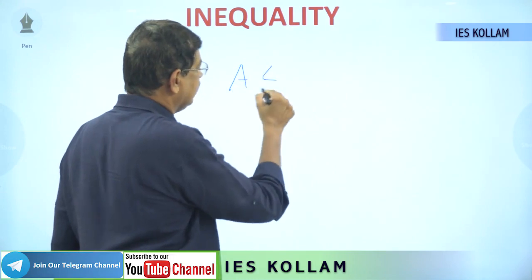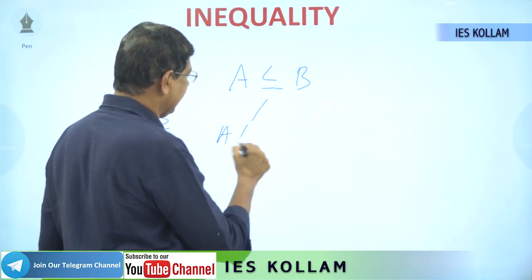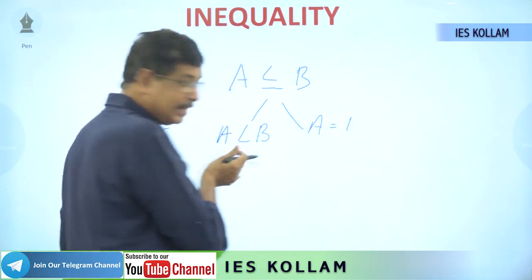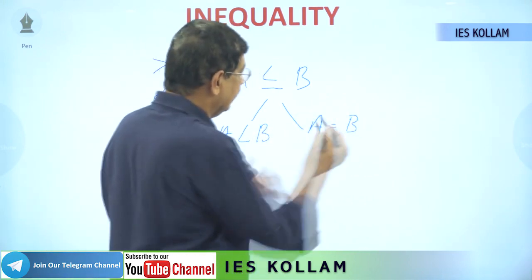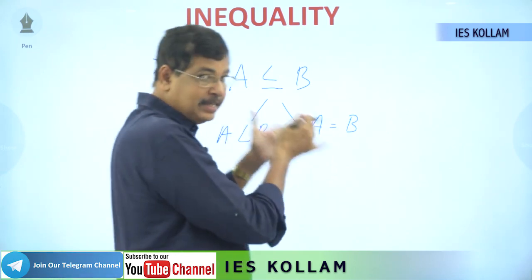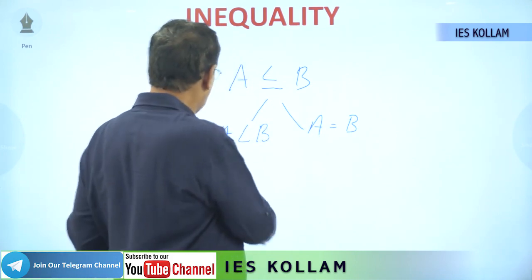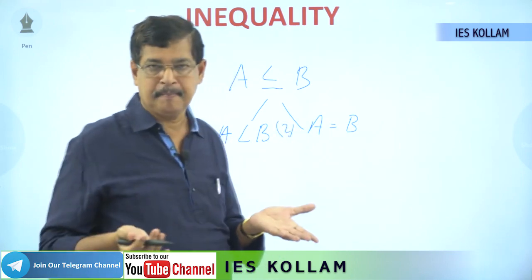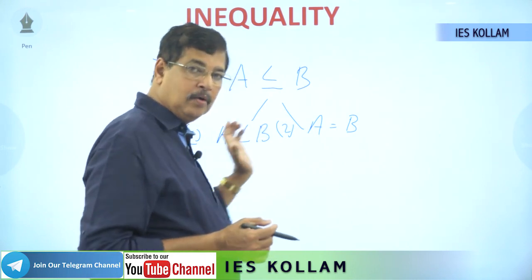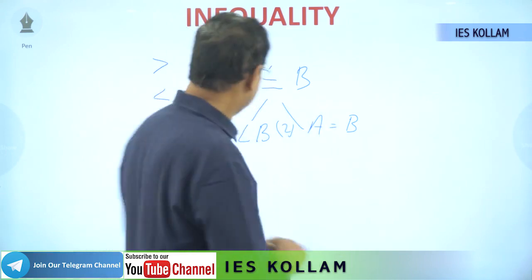A less than or equal to B. We can write it this way: either A less than B or A is equal to B. Never A less than B independently; this will not be true. Similarly, A is equal to B independently will not be true. Either the first one or the second one. That way we have to answer. When a combination symbol is there, we have to split it this way: either the first one or the second one. That you have to remember.